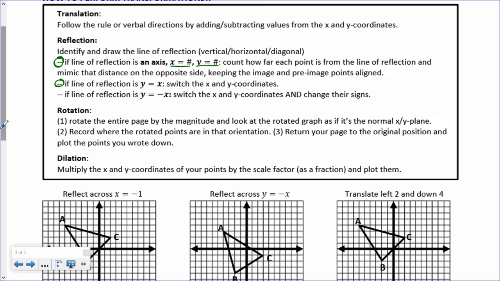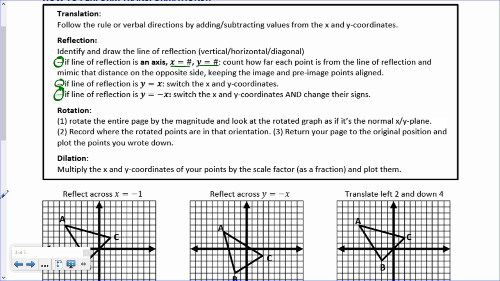However, if your line of reflection is diagonal, we have two different types of diagonal lines. We have y equals x, which goes like this with a positive slope. And then we have y equals negative x, which goes like this with a negative slope. These are two rules you guys have to memorize. Okay? You're not going to see them very often, so it's going to be hard for you to remember, but it's very possible it will show up on the SOL. So please make sure you're drilling yourself and reminding yourself.